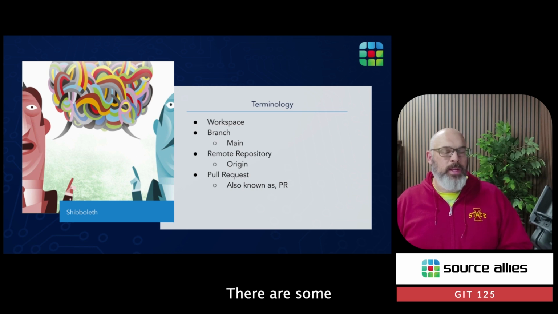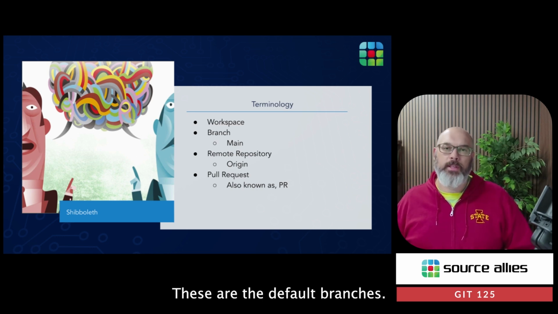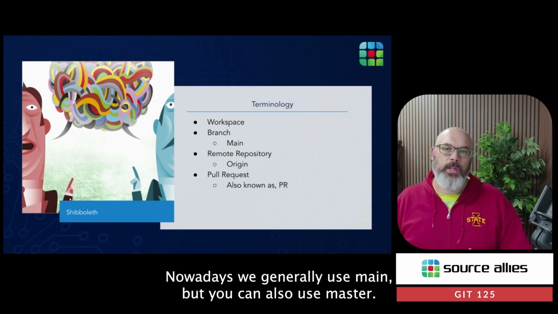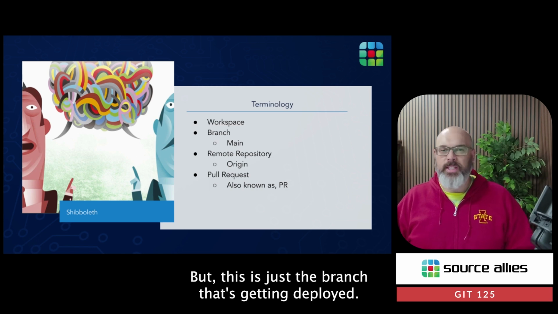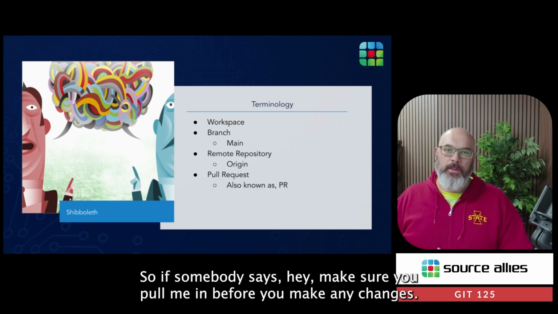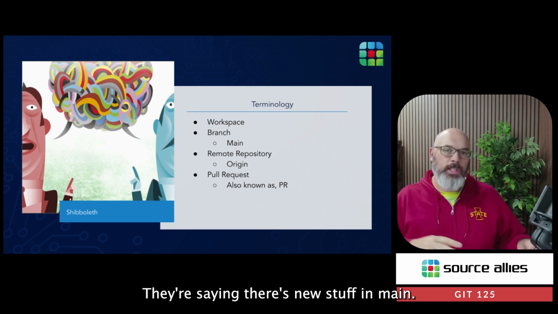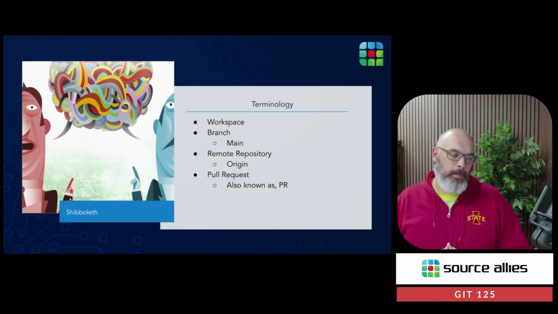There are some specially named branches. Nowadays, these are the default branches. Nowadays, we generally use main, but you could also use master. Older repositories will definitely use master, but this is just the branch that's getting deployed and that everybody is starting with. It's the starting point. So if somebody says, hey, make sure you pull main before you make any changes, they're saying, there's new stuff in main. You should get that new stuff into your workspace before you do anything else.